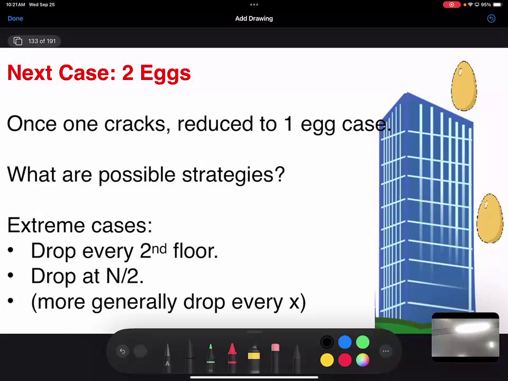So the worst case is that it's the last floor that's the bad one. If you drop at the midpoint, what's the worst case? Is the worst case that it's the second to last one?